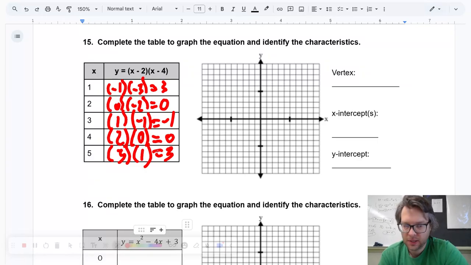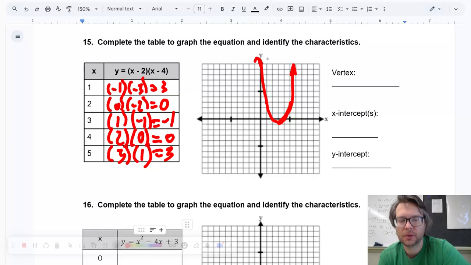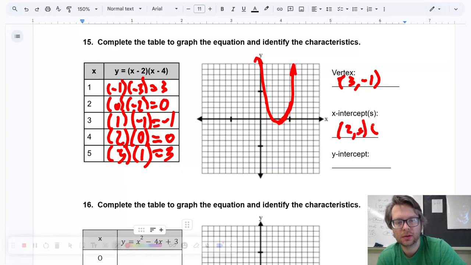You can use a calculator for that, but it's really good practice to try it a couple times where you're doing it by hand. It's all small calculations. You just have to do a couple of them in a row. So x equals 1, y equals 3; x equals 2, y equals 0; x equals 3, y equals negative 1; 4 comma 0; 5 comma 3. There's our beautiful parabola. The vertex is at 3, negative 1. The x-intercepts are at 2, 0, and 4, 0.